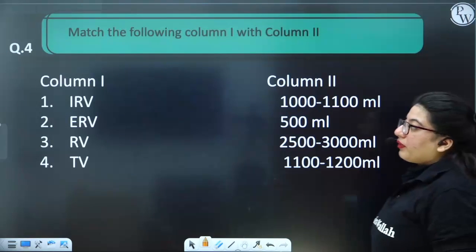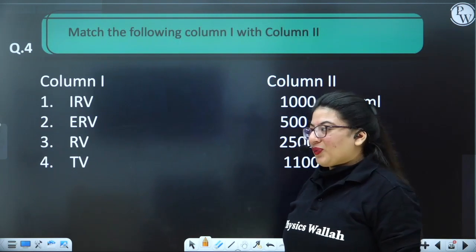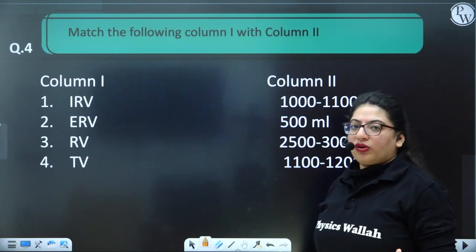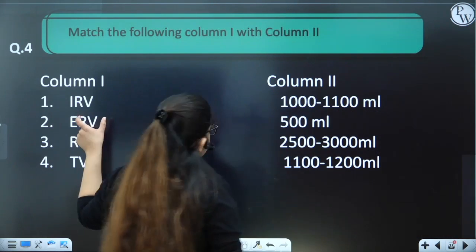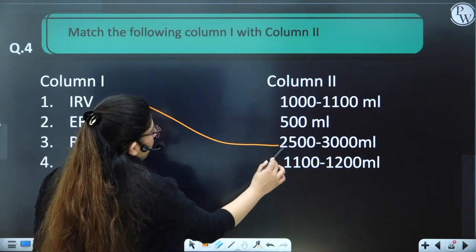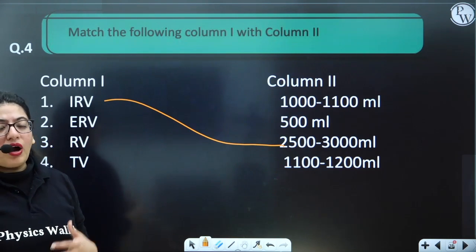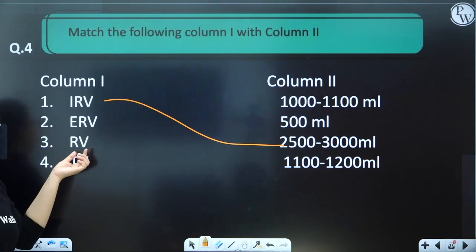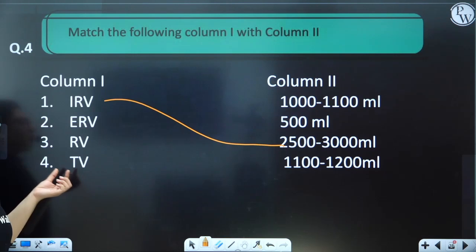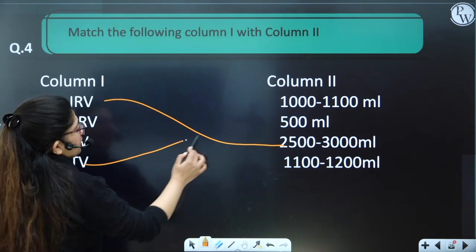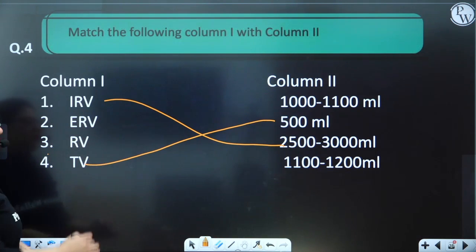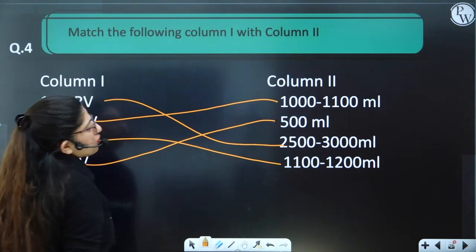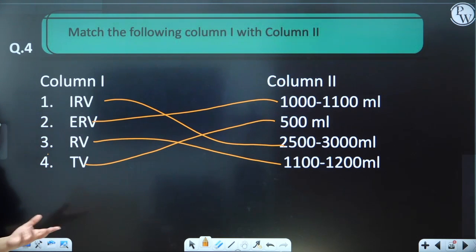Next, match the following. Now, this is a pulmonary volumes and capacity question. IRV. You have to match the following with respect to the volume of each. You know what IRV is? IRV was 2500 to 3000. So these things you have to mug up or learn yourself. ERV is expiratory reserve volume. RV is residual volume, and TV is your tidal volume. TV is very simple, it's 500 ml. And what is your residual volume? It is 1100 to 1200, and ERV is 1000 to 1100 ml. Fine. So this is how you have to do the match the following.